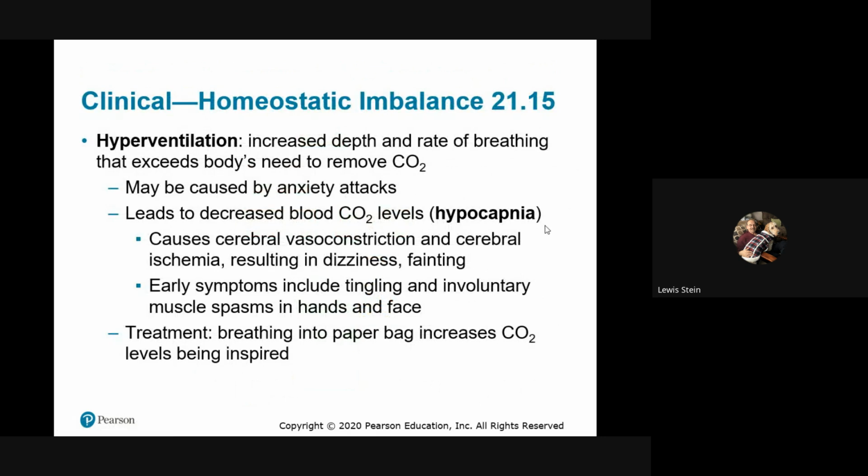Hyperventilation is increasing depth and rate of breathing beyond what's needed, and what's the typical cause? Anxiety. People start to hyperventilate when they get excited, so you're blowing off too much CO2. And it's interesting, look what happens: cerebral vasoconstriction, ischemia, dizziness, fainting, and all of these things people start to go through. And yes, it's the old story, breathing into a paper bag. Effectively you're rebreathing air that's richer in CO2. You just have to find a way to get that person to do it, to understand the importance of that.